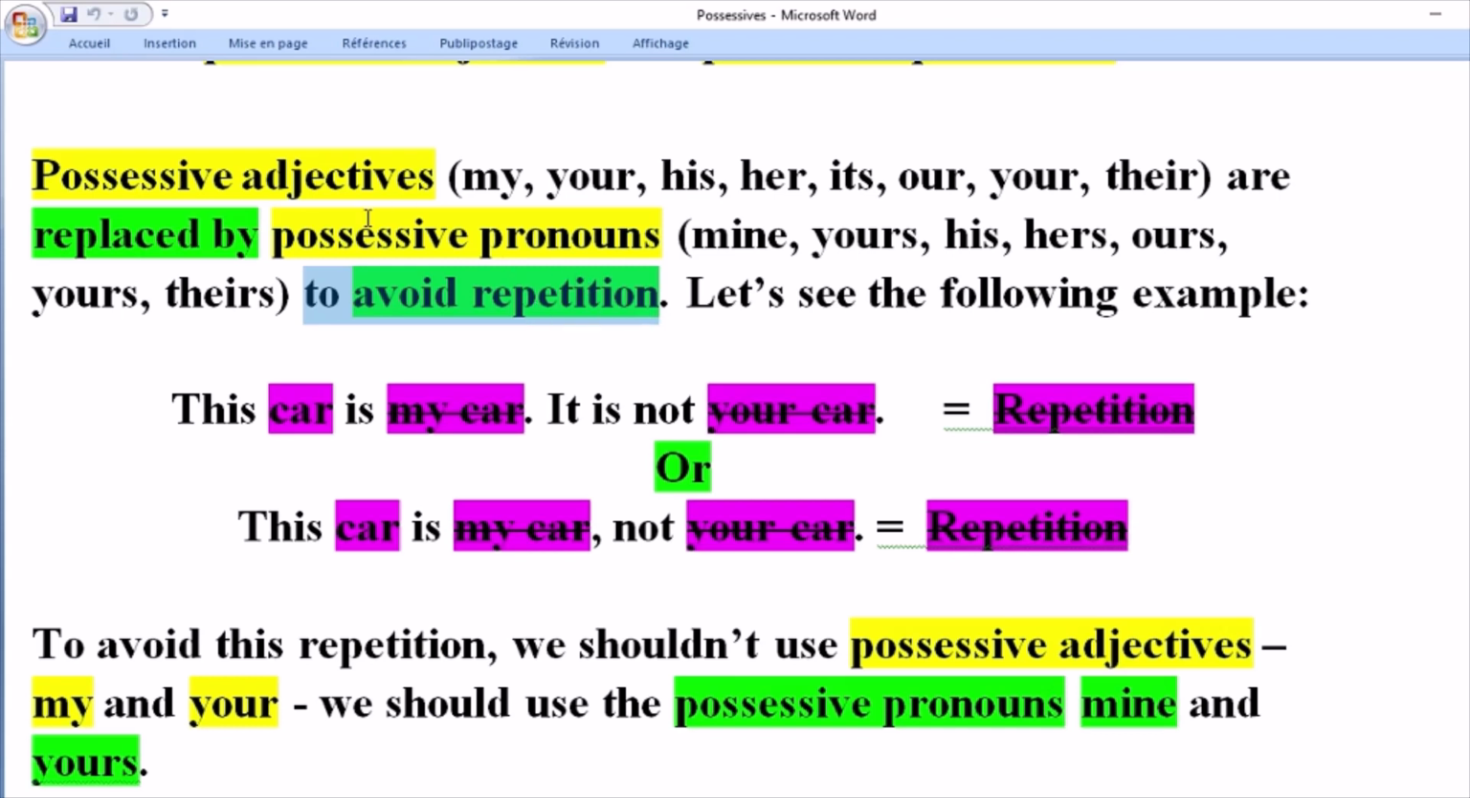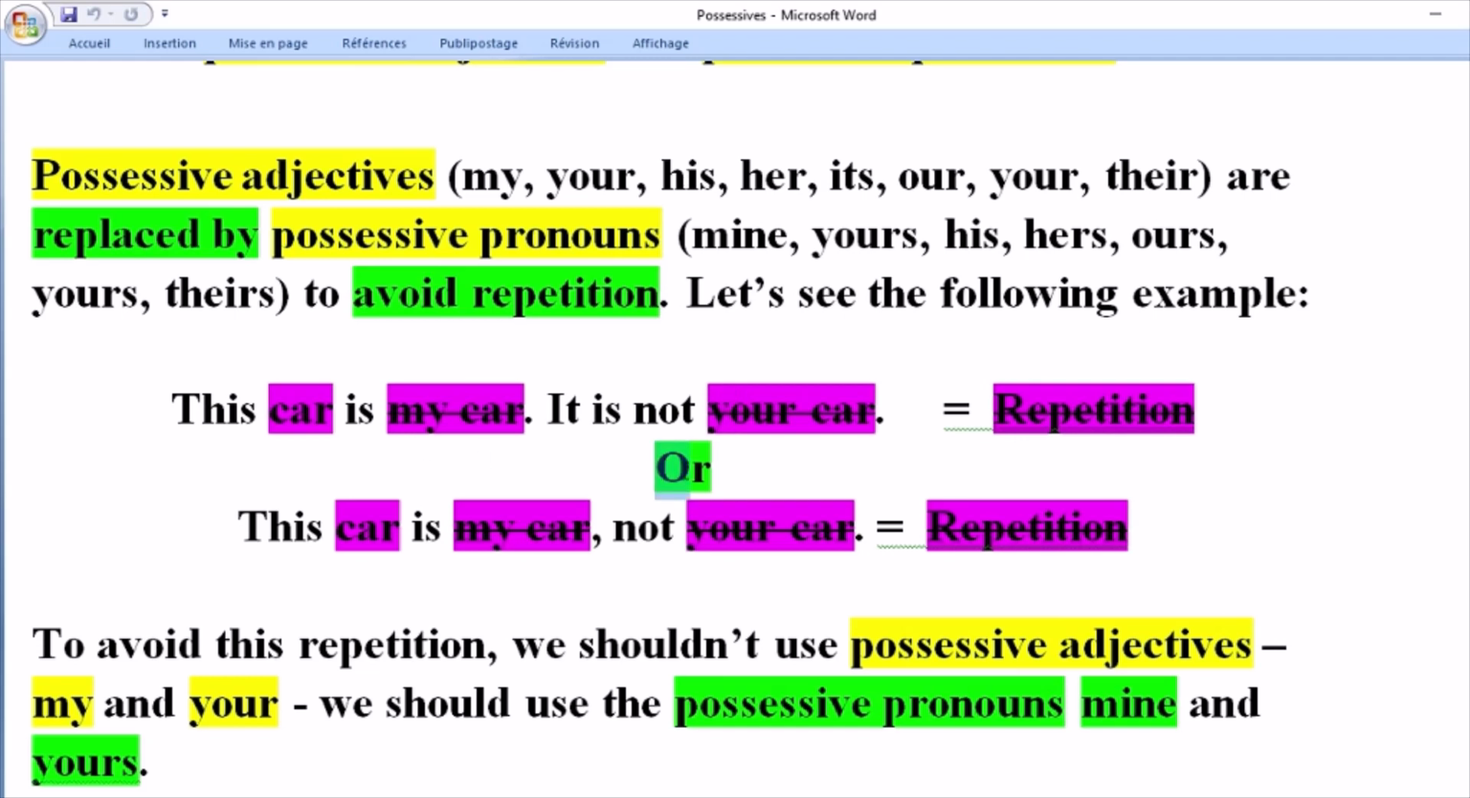So that's why we need to use possessive pronouns. Let's see the following example. This is my car. Up to here, it's correct. This is my car. It is not your car. What do you notice here? We notice that there is a repetition. Repetition of what? Of the term car and my and your.